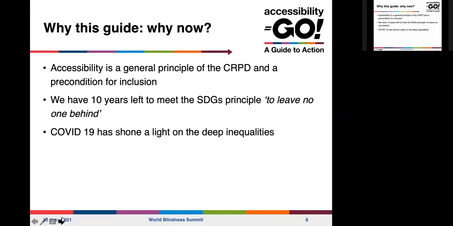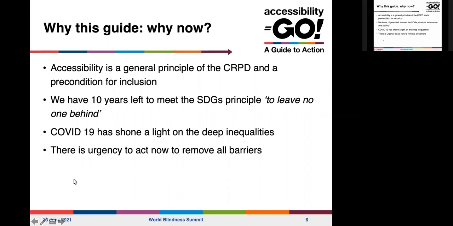year. COVID-19 has really shone a light on the deep inequalities that exist. And we've got an even greater recognition and urgency that we need accessibility as a basic prerequisite for life-saving. It's not a nice to have. It's absolutely critical to ensure access to information and essential services. And it's now the time and the urgency to act to remove all barriers.